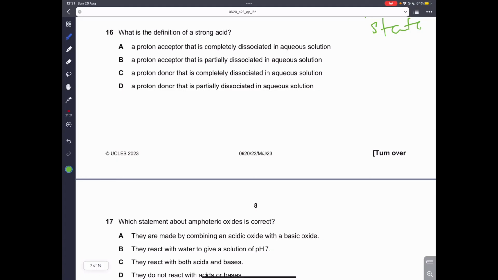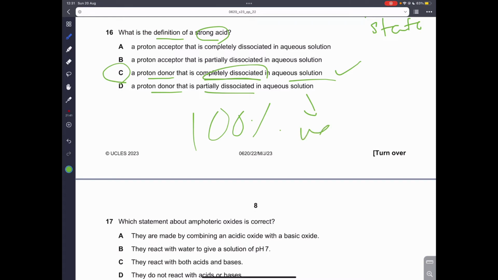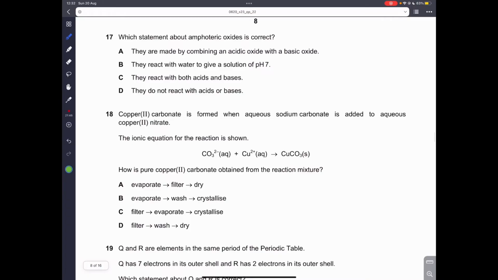Question number 16. What is the definition of a strong acid? Well, a strong acid is basically a proton donor that is completely dissociated in aqueous solution. If it completely dissociates in a solution, that means it is a strong acid. If it partially dissociates, it is a weak acid. Okay, we can move on. Question number 17. Which statement about amphoteric oxides is correct? Amphoteric oxides are oxides that have both acidic and basic properties.